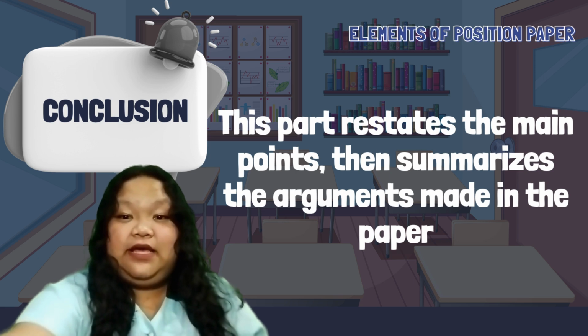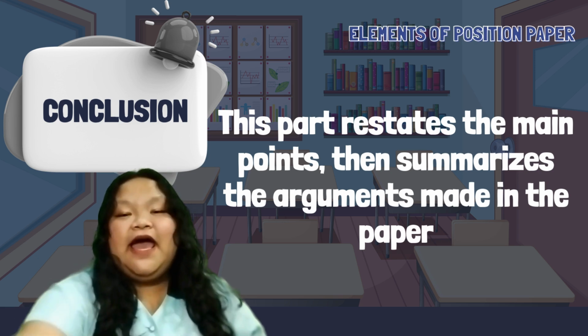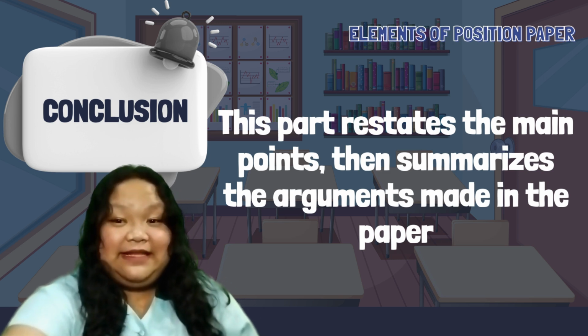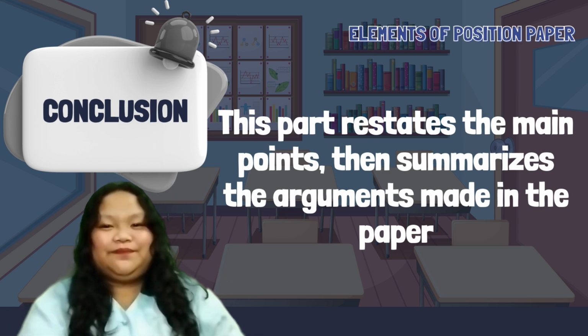So we have the elements of a position paper. First is the introduction, next is the body, and lastly the conclusion.